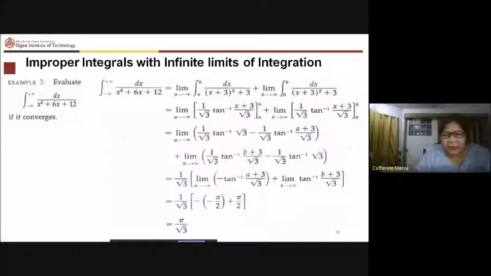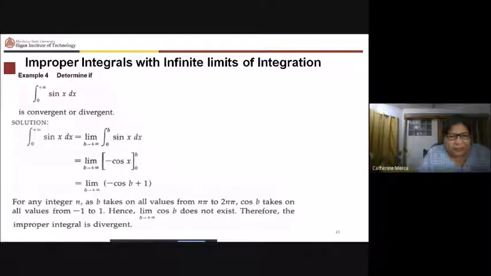There are other improper integrals. If you take a look at this one, from negative infinity to positive infinity, again what you do is split it in the middle. You have from a to 0, then from 0 to b. And that's the time that you use the integral of the inverse trig function, tangent inverse. It is just a formula, an inverse formula, so you have to recall your formulas. It is very important.